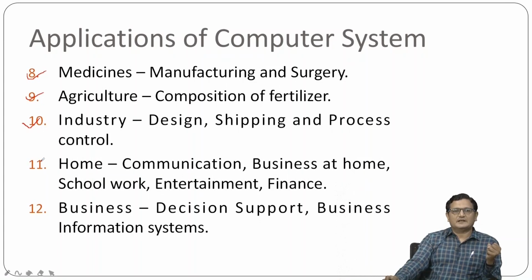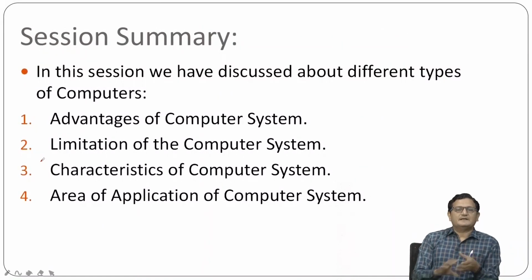We are also using a computer in our home, for communication purposes, for business purposes. In business, for decision support, to gain information, we are using computer systems. So in this particular session we have discussed advantages, limitations, characteristics, and some areas of application where we can use the computer system.